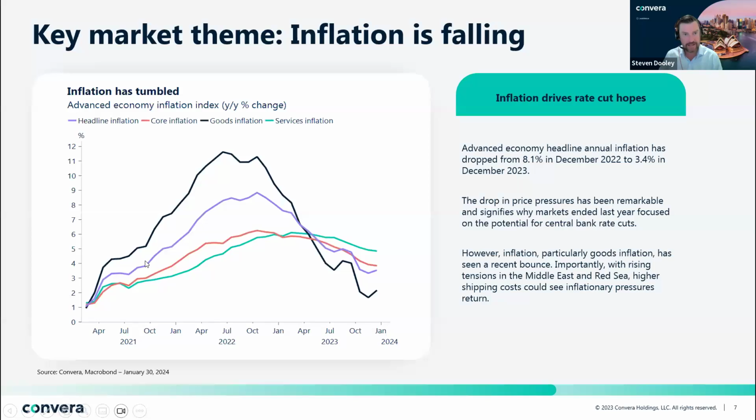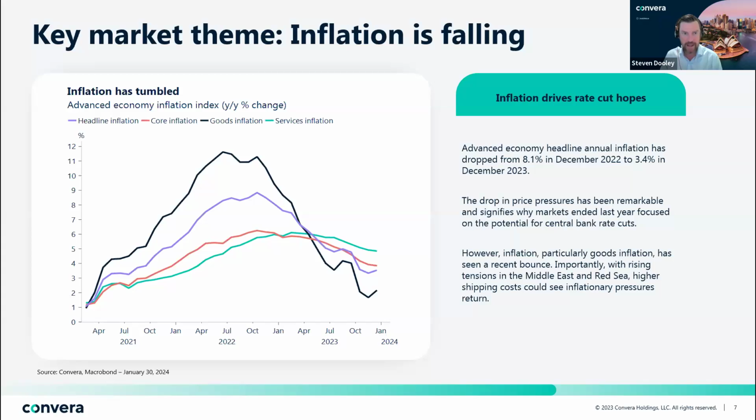The key number is in purple here. This is the overall headline inflation. And you can see this has fallen from near 9% at the end of 2022 to around 3% at the end of 2023. So one of the all-time most incredible drops in inflation, particularly without a recession. So that's why central banks now have the opportunity to cut rates. Rates were probably right when we were up here. Rates should be lower if inflation is down at these levels.